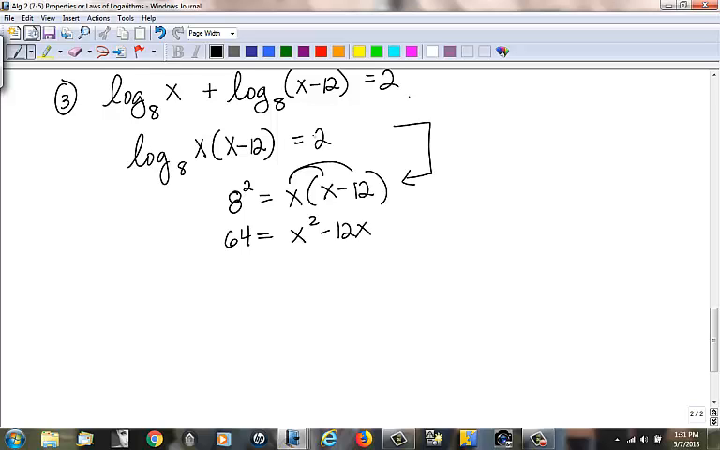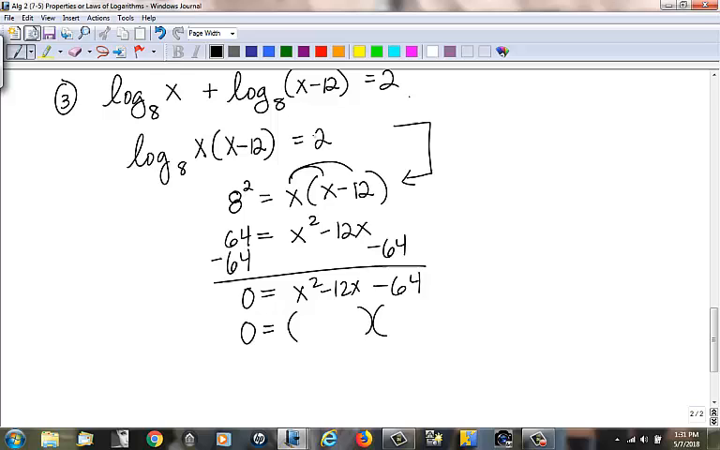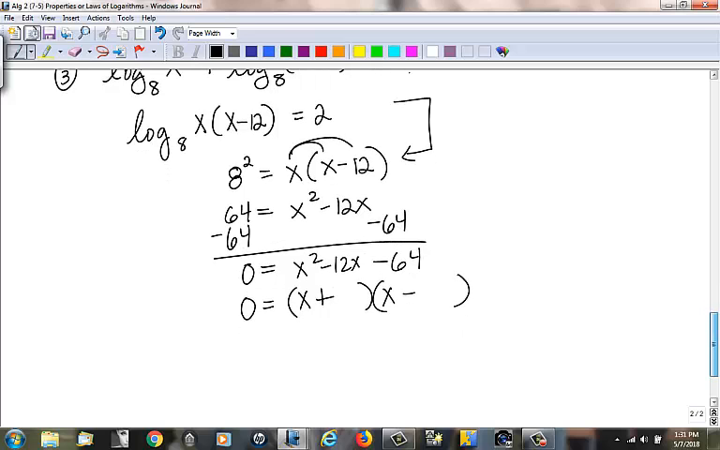Get it in standard form equal to 0, so subtract 64. You'd have 0 equals x squared minus 12x minus 64. From there, it's a quadratic. You can do factoring, complete the square, or the quadratic formula. This one is factorable. Two numbers that multiply together to give you 64 and differ by 12: 16 and 4, and 16 goes with the minus sign.